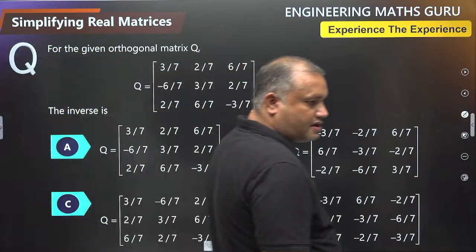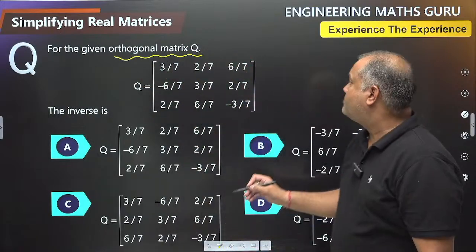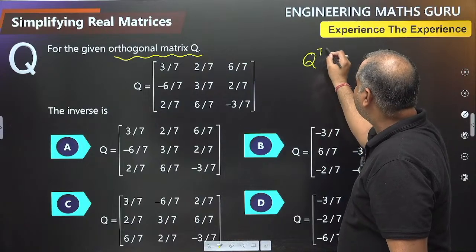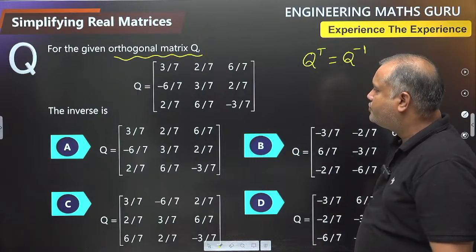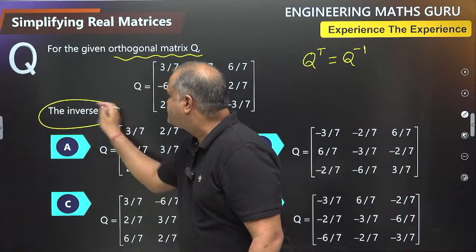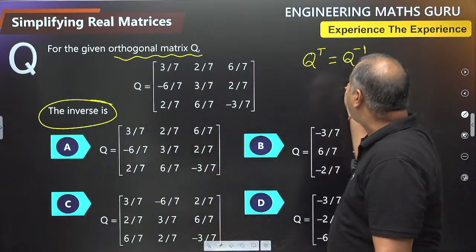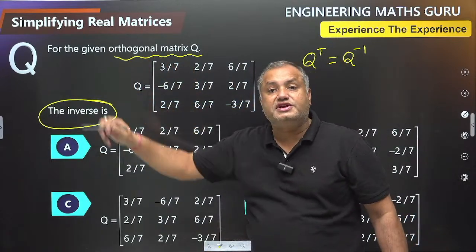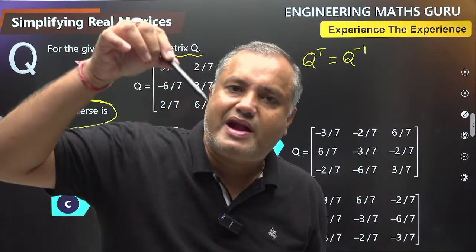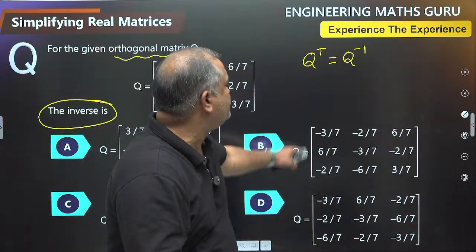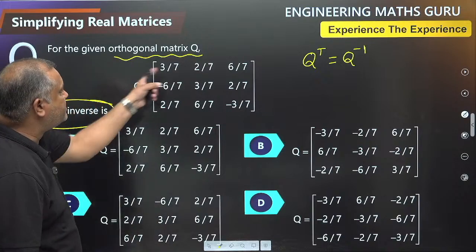See this question. They already mentioned that Q is an orthogonal matrix. For an orthogonal matrix, Q transpose is equal to Q inverse. What are they asking? They are asking us the inverse of Q. Inverse of Q क्या होगा? Q का transpose होगा. अरे भाई, orthogonal matrix की condition क्या होती है? What is the condition for an orthogonal matrix? Transpose of the matrix is equal to inverse of the matrix. So Q transpose will be equal to Q inverse. We want Q inverse. It will be transpose of Q.